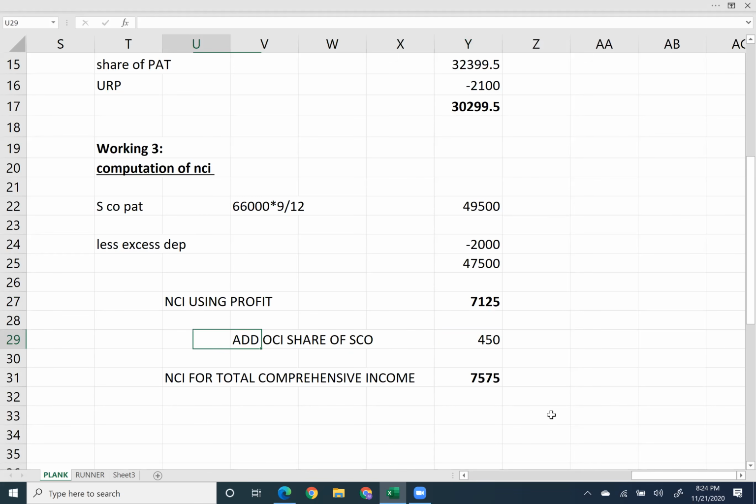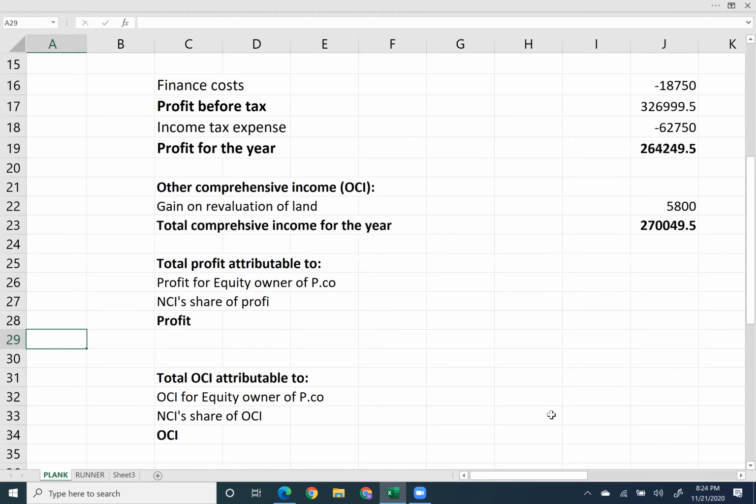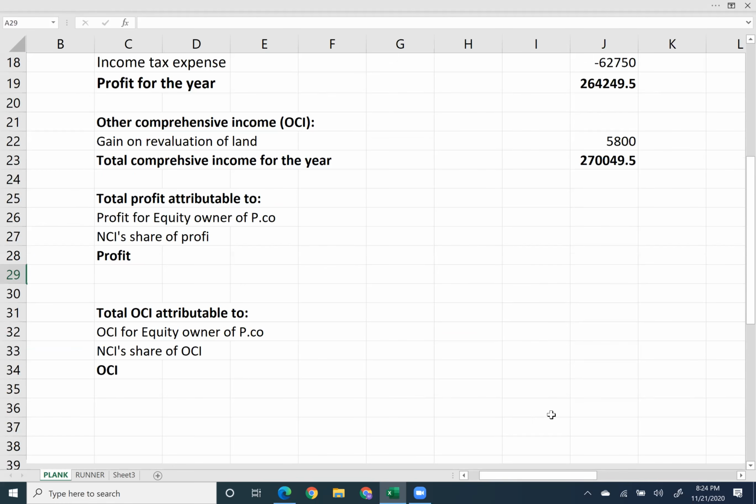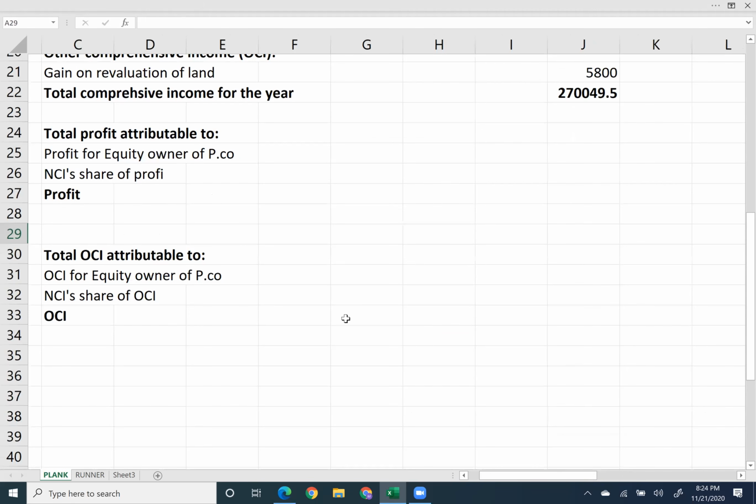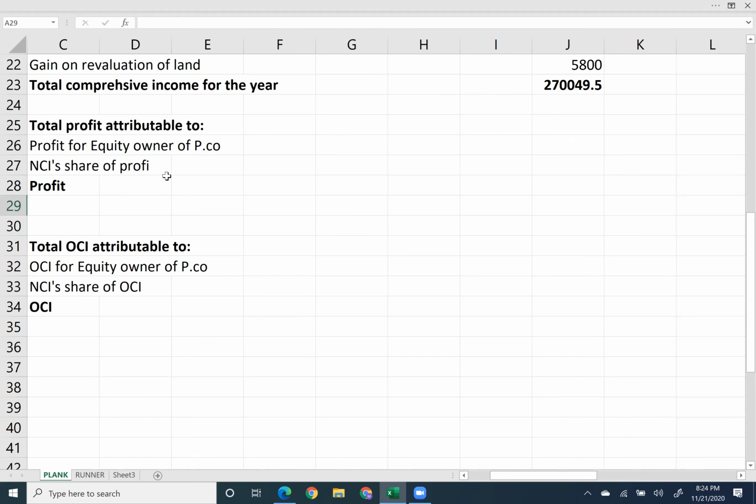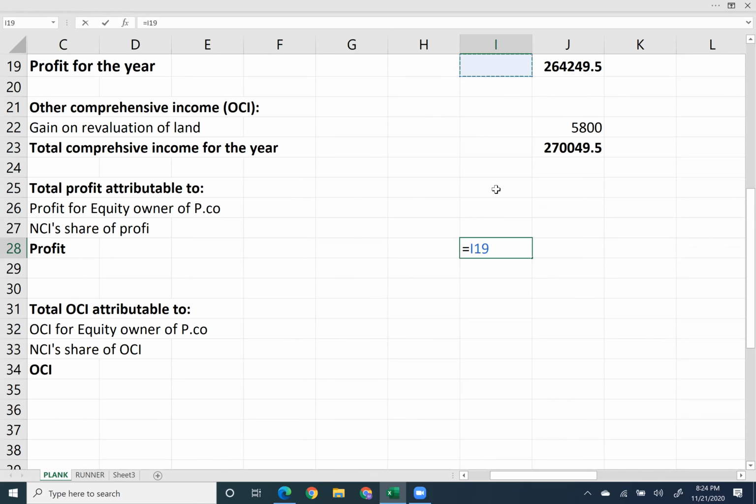Now let's write those three lines for you. See, these are the three lines, if you remember. First of all we'll write these three lines for profit. We'll copy paste the total profit first. What's the total profit? This 264249 is the total profit I have written.